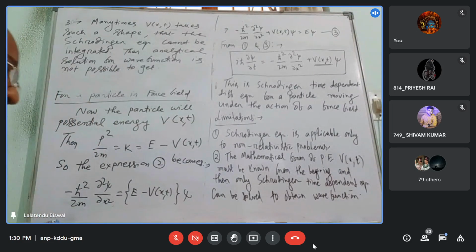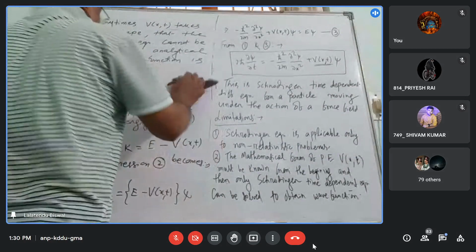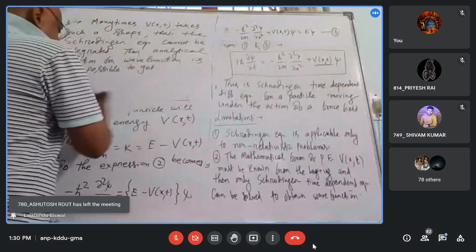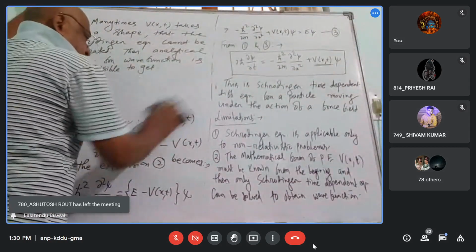Then what is interesting is, you will see that if the potential energy is not dependent on time, the time part solution can easily be obtained. And for the space part, you have to solve a differential equation which is not partial but an ordinary differential equation. That is what we call the Schrodinger time independent equation. So we are heading towards the time independent equation.